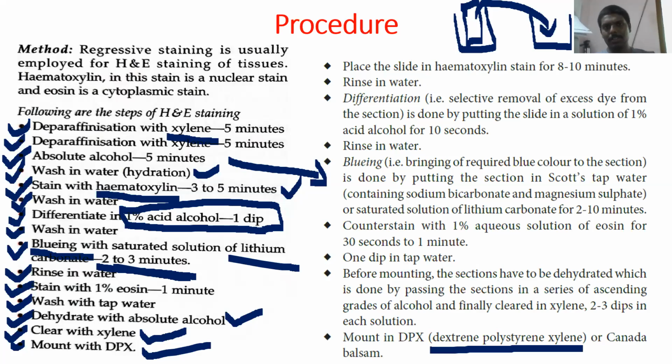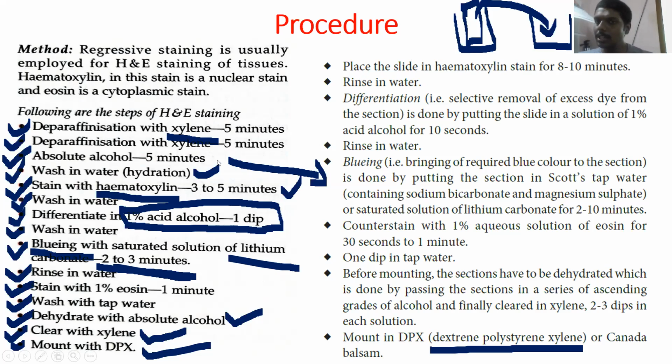Then we will go for the procedure of H&E staining. When we obtain the sections after section cutting, the sections are already impregnated with paraffin wax. We cannot stain the tissue if it has a layer of paraffin wax, because paraffin wax is hydrophobic. Now we need to remove this paraffin wax. So the first and foremost step is deparaffinization. We deparaffinize the section by placing it in xylene solution for 5 minutes, and the same step needs to be repeated twice.